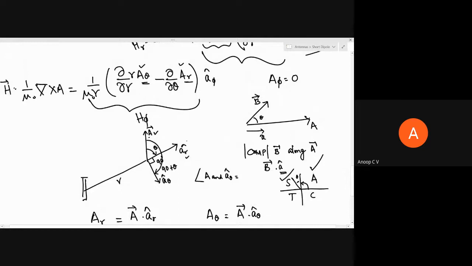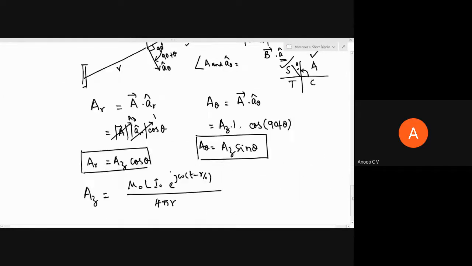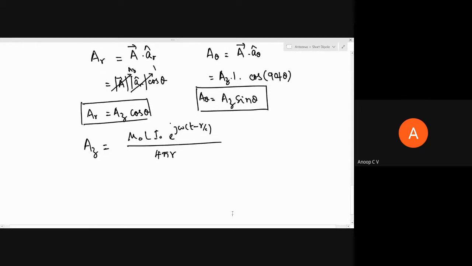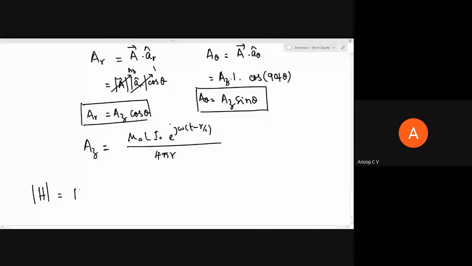1 by mu naught r, dou by dou r of r A theta minus dou by dou theta of A_r. If you do that, for sure, you will get the following expression. I am not doing it, and that is not exactly required for your exam. But these steps you should write. If you put these expressions in the expression of curl, for sure, you will get that. So I can write the magnitude of H, that is equal to H phi.